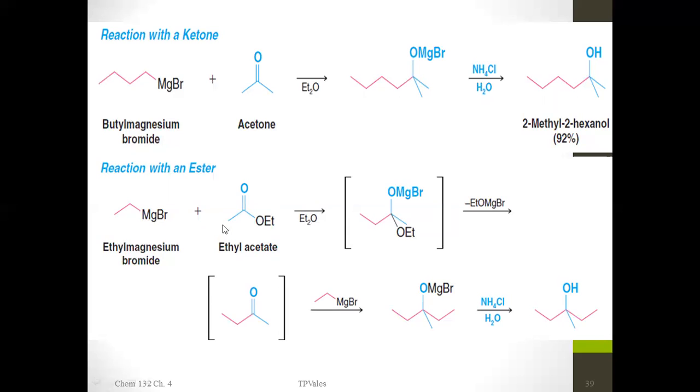Reaction with esters. Remember that the reaction with an ester is actually similar to the reaction of a ketone. Something will be eliminated here. So react this one, and it will be converted to OH. So 1, 2, 3, 4, and OH. You get this one, and here you have CH3.